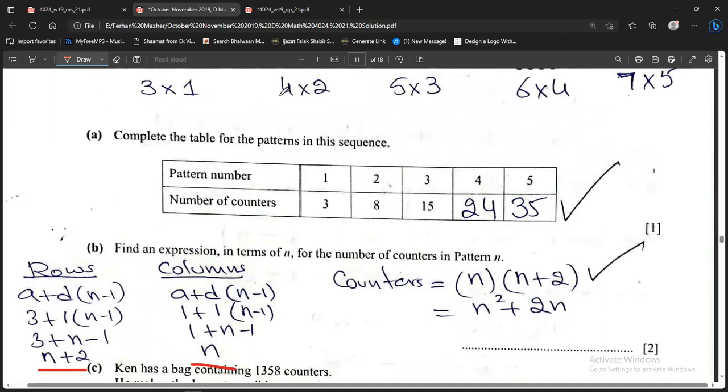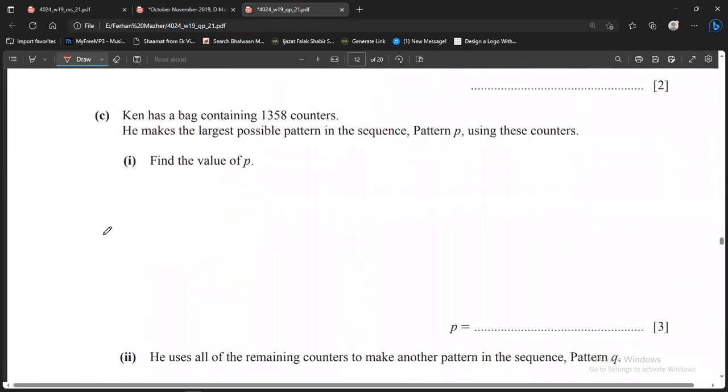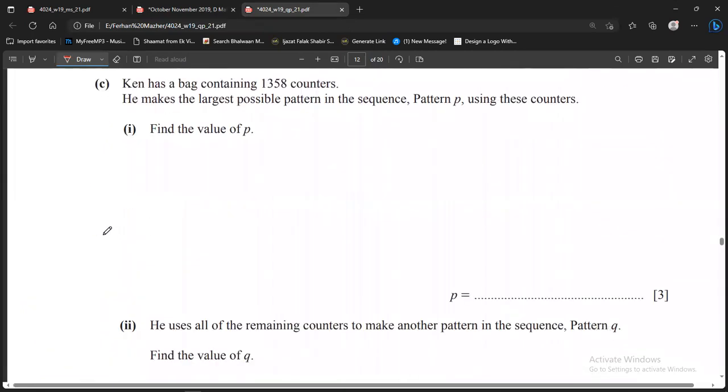Rows, column, rows, column, rows, column, rows, column, rows, column. Okay. So this is how, from the pattern I have taught it. As Ken, C part. Ken has a bag containing 1358 counters. She makes the largest possible pattern in the sequence. So the pattern P, using these counters, find the value of the P.